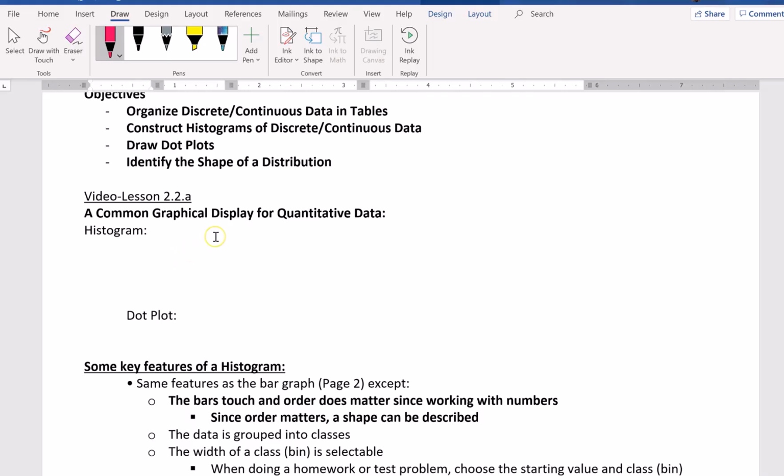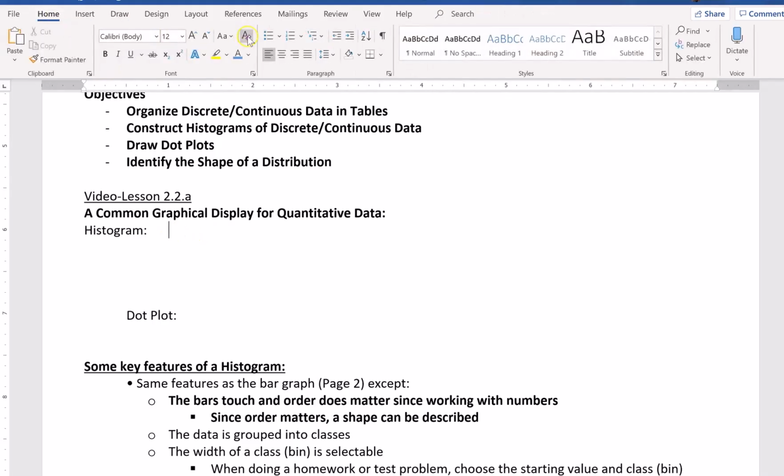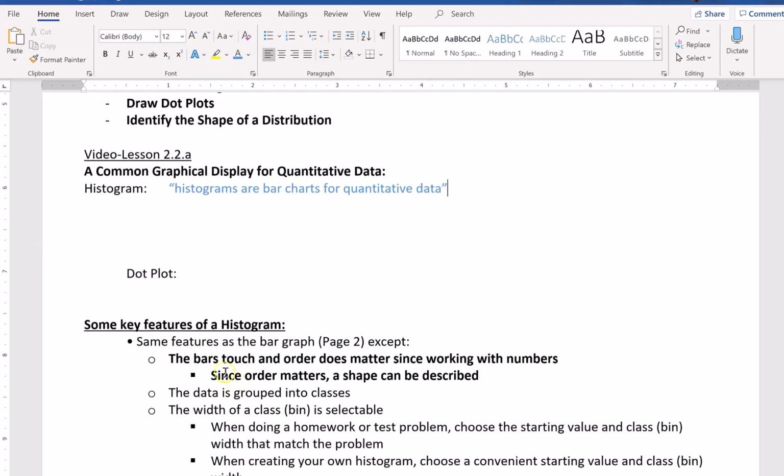A common graphical display for quantitative data is a histogram. So a histogram, histograms are bar charts for quantitative data. We're going to refer to some of the key features of a histogram below. But before, let's look at dot plot. A dot plot is just a type of a histogram.